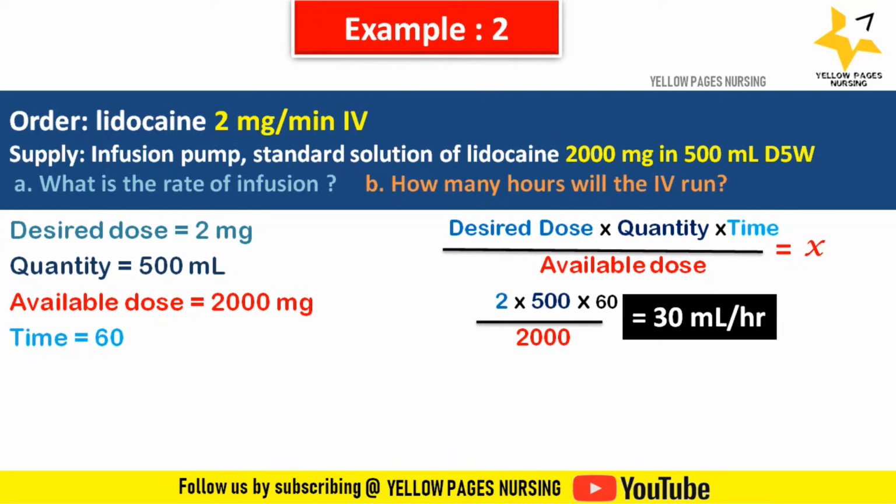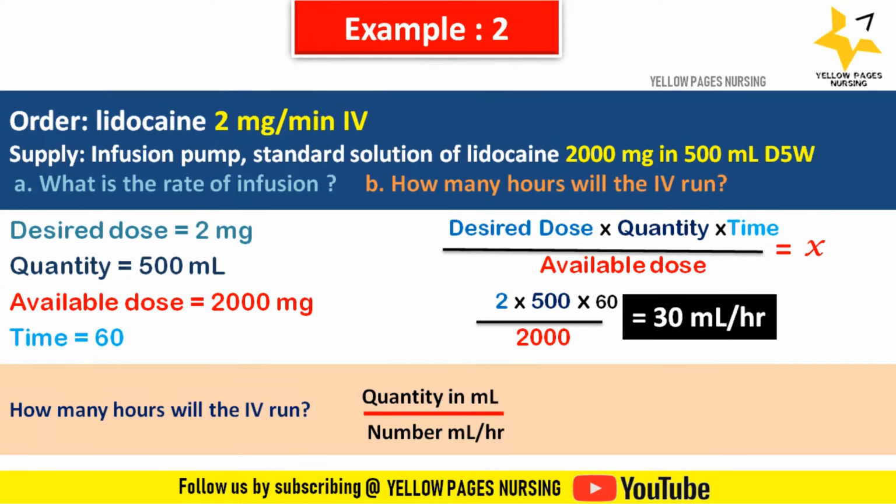So applying all in the formula, we get 2 multiplied by 500 multiplied by 60 divided by 2000, which gives 30. So we set 30 ml per hour in the infusion pump. How many hours will the IV run? The formula is quantity in ml divided by number ml per hour, that is 500 divided by 30, which gives 16.6 or 17. So the IV runs totally for 17 hours.